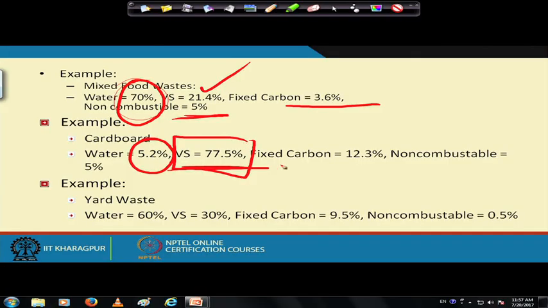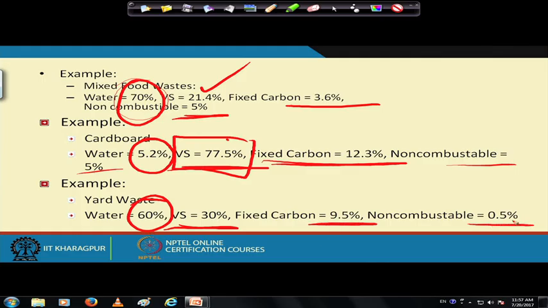So for this one, volatile solid is pretty high, fixed carbon is there some, and there are still some non-combustibles, but moisture content is low, so it can be used there. Yard waste again has a lot of moisture, so may not be a good candidate. It has about 1/3 volatile solid, fixed carbon, and non-combustible is also there. So some of those are good, some of them may not be good.